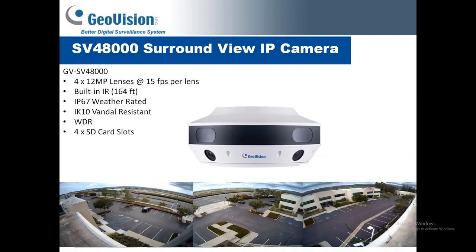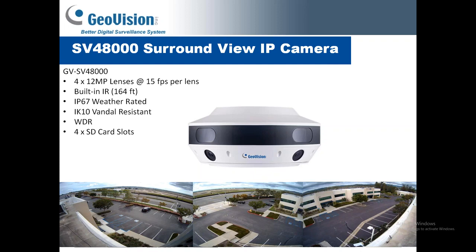Multi-imager cameras, we do have a model now called the SV48000. This has 4 12-megapixel lenses that surround the camera, built-in IR as well. So this can give you a 360-degree view around the camera. We mostly see this used on building perimeter applications, parking lot surveillance applications. You could even maybe drop it down from the ceiling in a large warehouse or manufacturing plant.